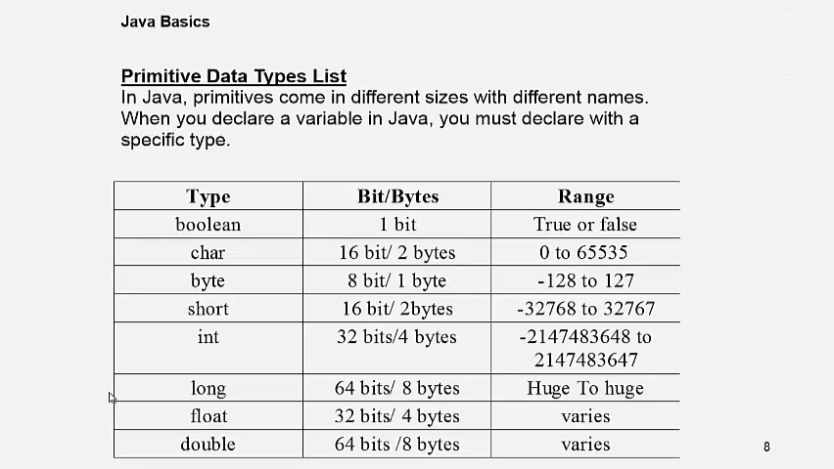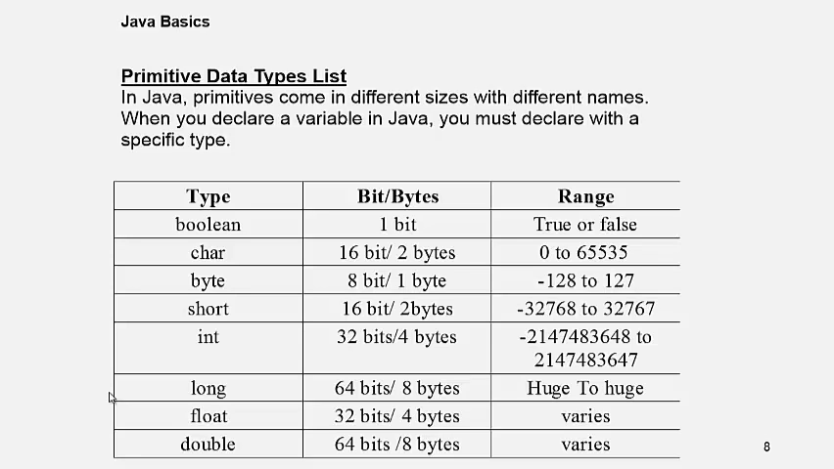These are the primitive data types. Primitives come in different sizes with different names. When you declare a variable in Java, you must declare it with a specific type. Boolean is 1 bit, and it has only 2 values, either true or false. Character is 16 bits, that is 2 bytes. The range is 0 to 65535.